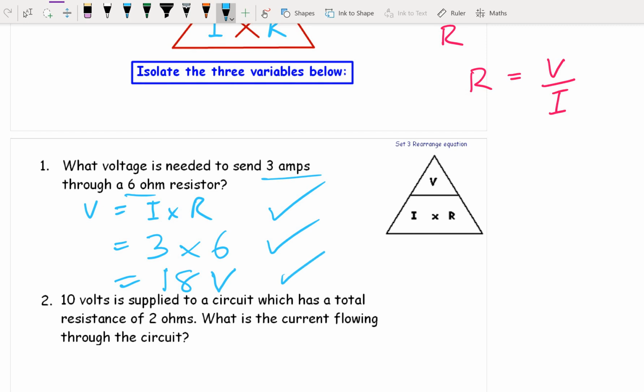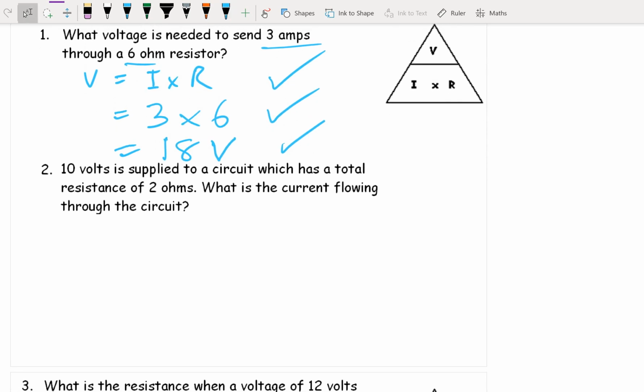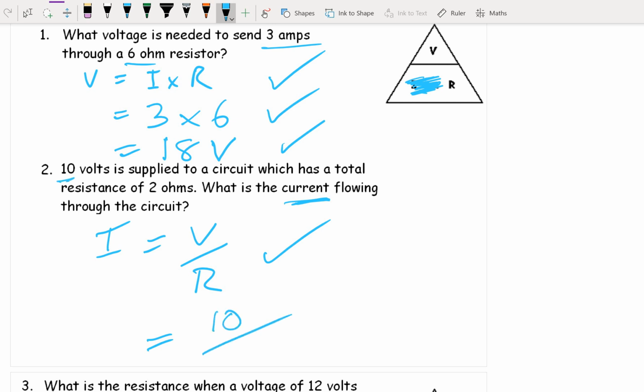I'm going to do the next one. What am I trying to work out? The current. Current, I, is V divided by R. So current, I, equals V divided by R. That's 1 mark in a GCSE exam. You've rearranged the equation. Now you put in the values. V, 10, divided by R, ohms, which is 2.